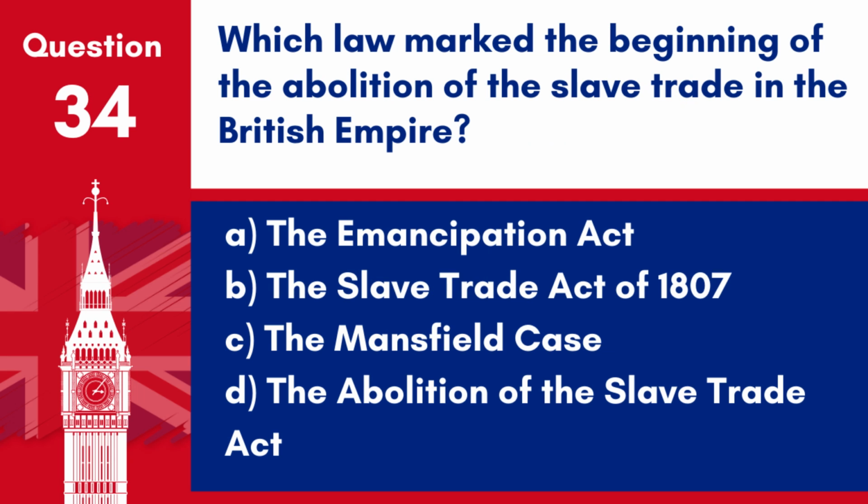Question 34. Which law marked the beginning of the abolition of the slave trade in the British Empire? A. The Emancipation Act. B. The Slave Trade Act of 1807. C. The Mansfield Case. D. The Abolition of the Slave Trade Act. Answer. B. The Slave Trade Act of 1807. This act made it illegal to engage in the slave trade within the British Empire.